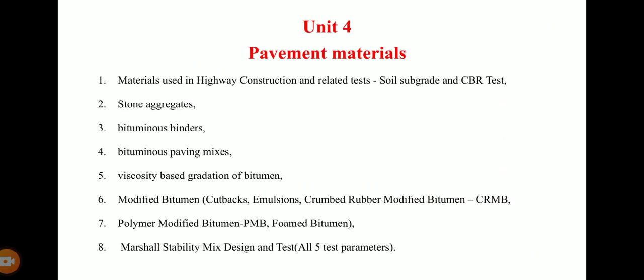Then test on stone aggregates, bituminous binders, bituminous paving mixes, viscosity based gradation of bitumen, then modified bitumen, that is cutbacks, emulsion, then crumbed rubber modified bitumen, that is CRMB, then polymer modified bitumen, that is PMB, foamed bitumen, and Marshall stability test design and test parameters. So we'll see all these points one by one in detail.